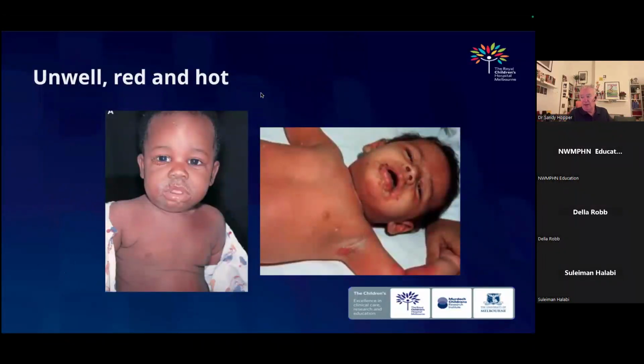So this child is unwell, red, and hot. Tachycardic, grumpy, doesn't want to move around, a couple of vomits, and he's red all over. What do we think is going on? One participant has said TEN. Yep, agreed, toxic epidermal necrolysis. Someone else is saying staph, which is one of the causes of TEN. Sorry, it's related, but not the same cause. But what we're dealing with is a hot, unwell, red child.